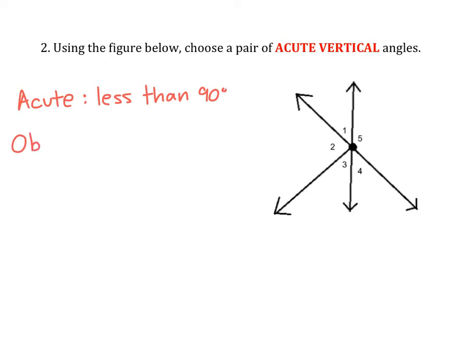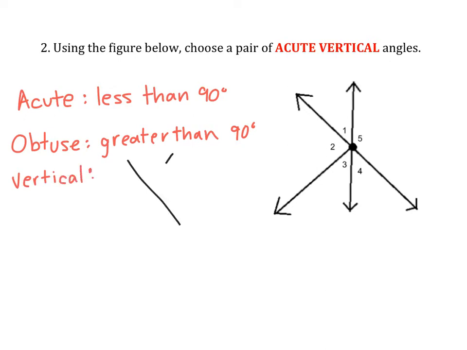Another good one to know, even though it's not in this problem, is the word obtuse, and that means greater than 90 degrees. And then the other word we need to talk about is vertical. Vertical angles is a lot easier just to kind of draw a picture. Vertical angles come from two intersecting lines, and the vertical angles are across from each other. For example, these are vertical angles, what I just did in red, or these would be vertical angles, what I did in blue.